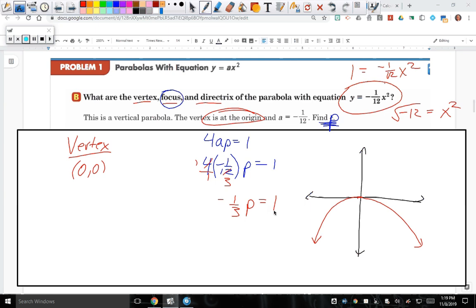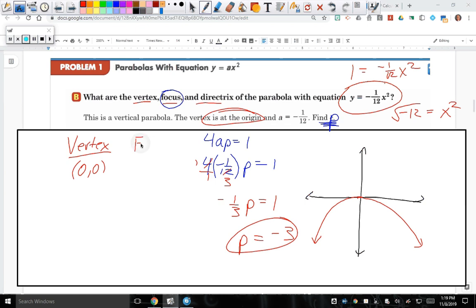Anyone, what do I multiply both sides by to get P alone? By -3, right? By the reciprocal. So a -3 would give me a positive 1 on the left and this on the right. So yes, the focal length is 3, but I want you to say -3 because it's looking down. Okay, the negative would look down or to the left, depending if it's a horizontal or vertical parabola.